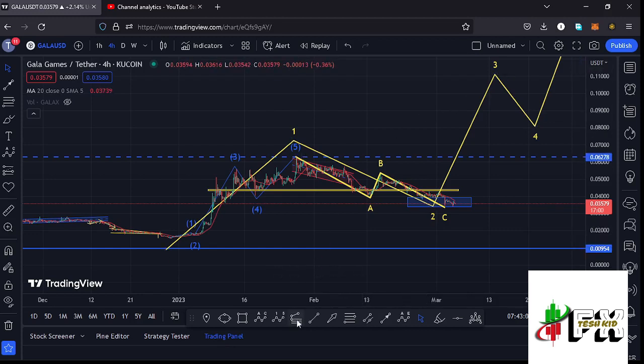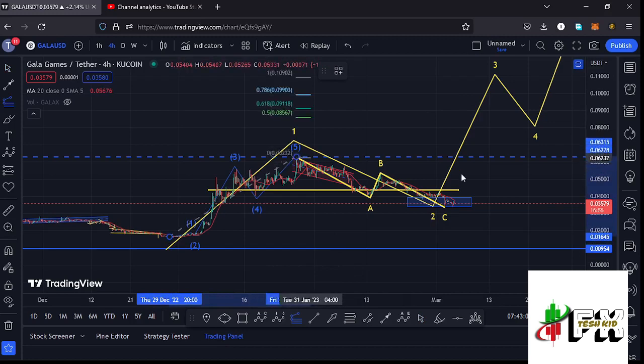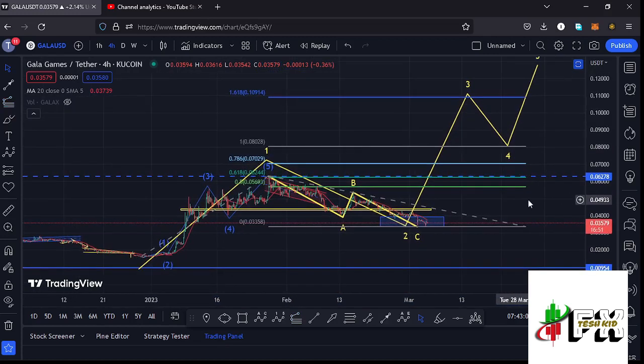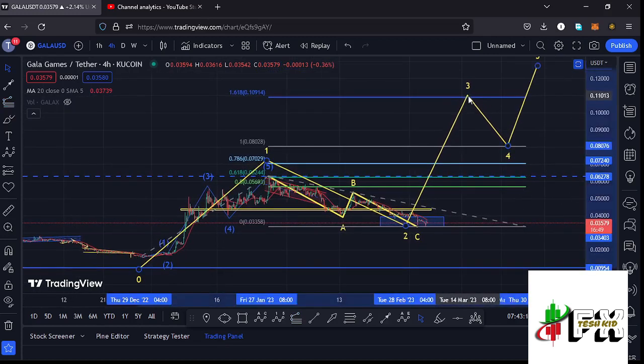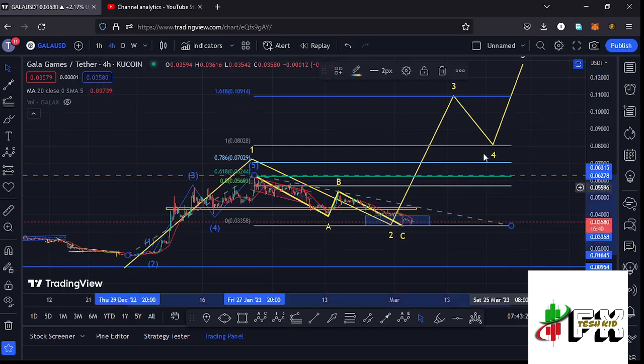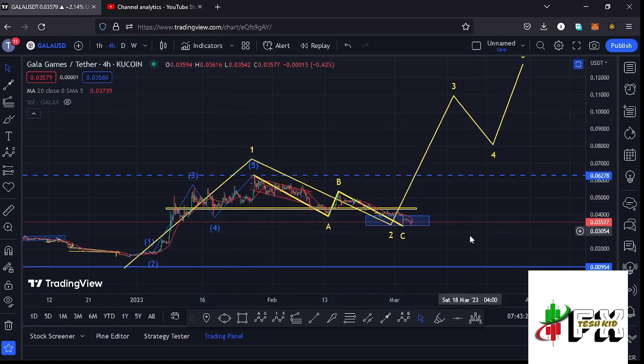I can connect the trend-based Fibonacci from the low of the first wave to the high of that wave 1, then drag the fibs to the low of the second wave, and that gives me a minimum target area to the upside in the formation of that wave 3 at the fib level 1.618, and that is at around the $0.10914 mark. That is the minimum that I'll be expecting Gala Games to do in the formation of that higher Elliott wave count 3.